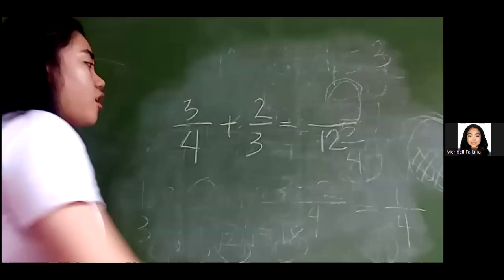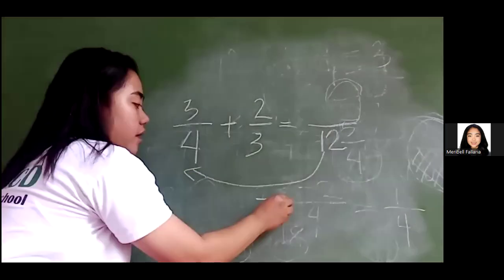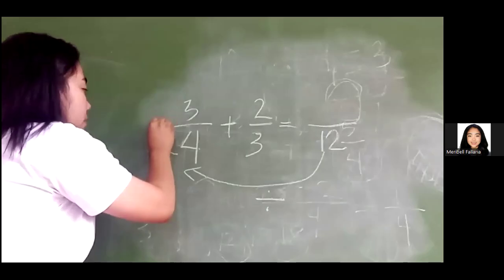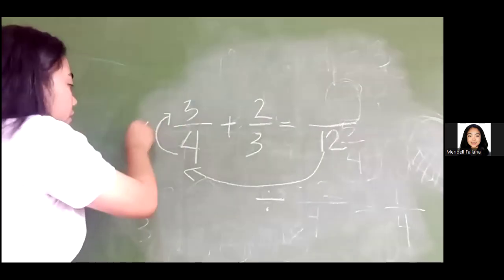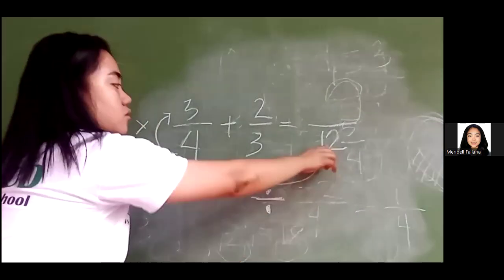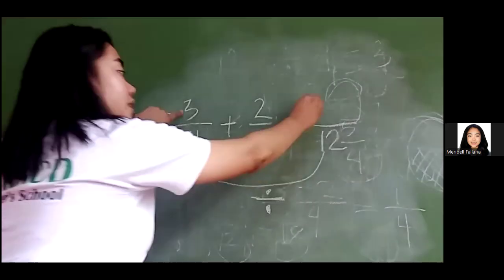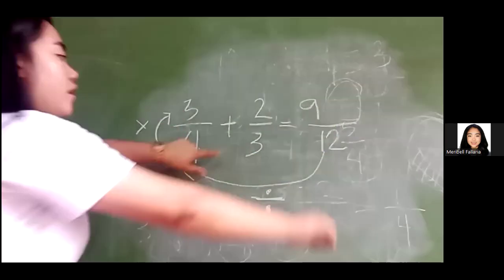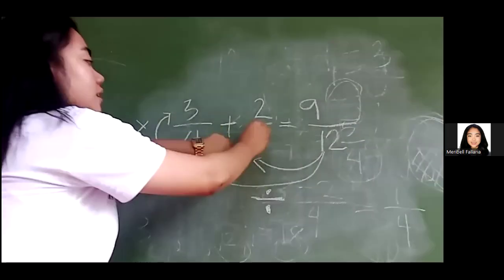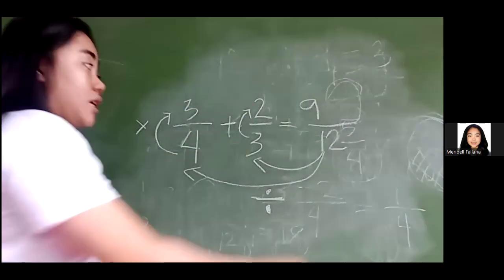Okay, let's fix this. After we get the denominator, as you can see, we have 12. After that, we're going to divide 12 divided by 4. 12 divided by 4 is 3, right? And then multiply by 3. So 12 divided by 4 is 3, times 3 is 9. And then 12 divided by 3 is 4, times 2 is 8.